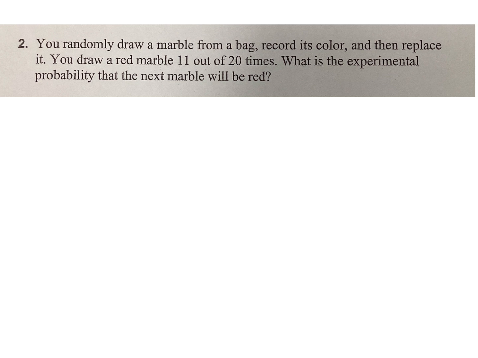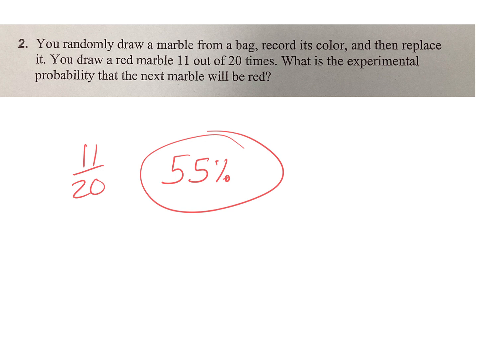Number 2, you randomly draw a marble from a bag, record its color, then replace it. You draw a red marble 11 out of 20 times. What is the experimental probability that the next marble will be red? Well, so far, 11 divided by 20 is 0.55, so that's 55%. So if it happened 55% of the time, the experimental probability of the next one being red is 55%.